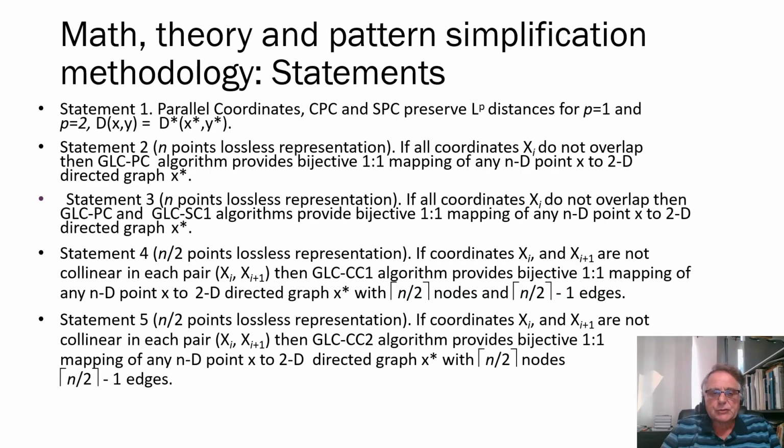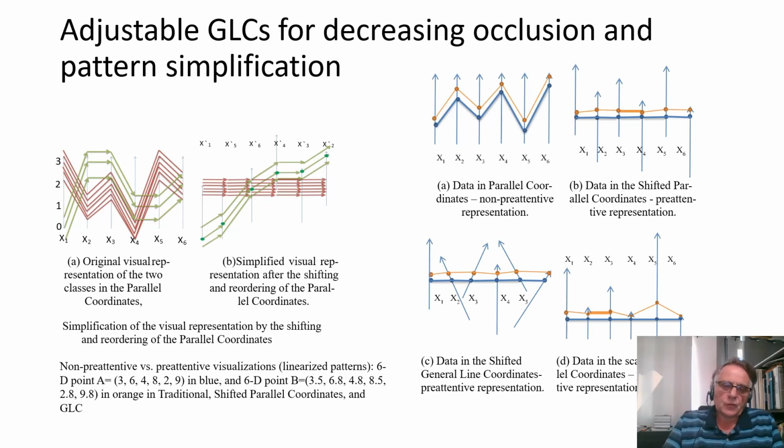Here are statements showing the advantages of different general line coordinates. First of all, they allow preserving all n-D distances between points as the distances between 2D graphs. Second, the number of points needed to losslessly represent them is 2 times smaller than in the more traditionally well-known parallel coordinates.